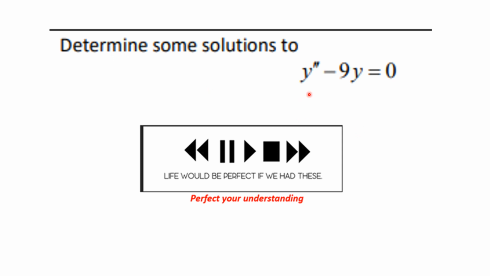This is the first second order differential equation that we're going to actually try to solve. So what we have is y double prime minus 9 times y is equal to 0. Well, you know what to do, so give it a go. Let's see how you did.